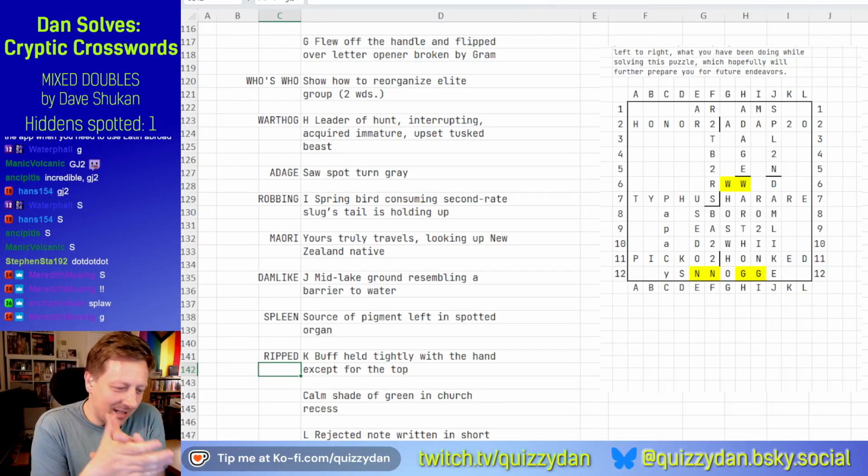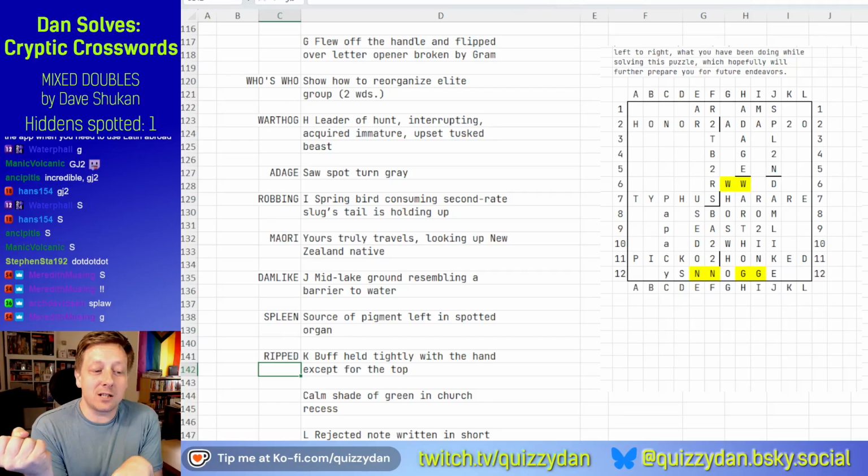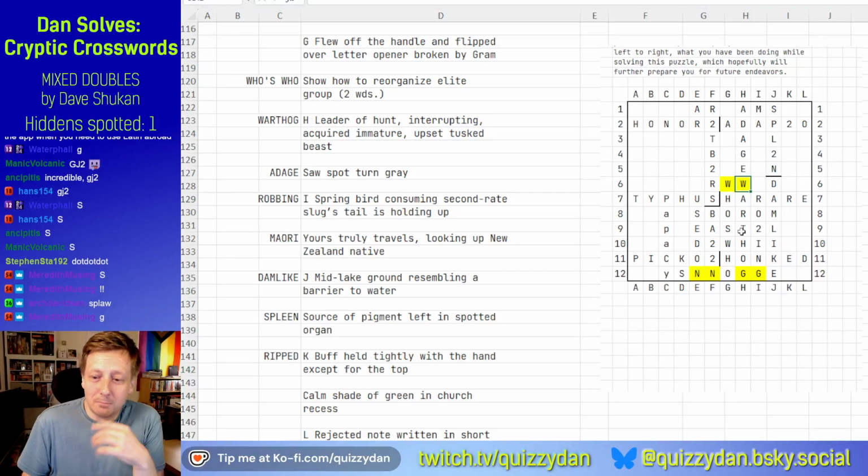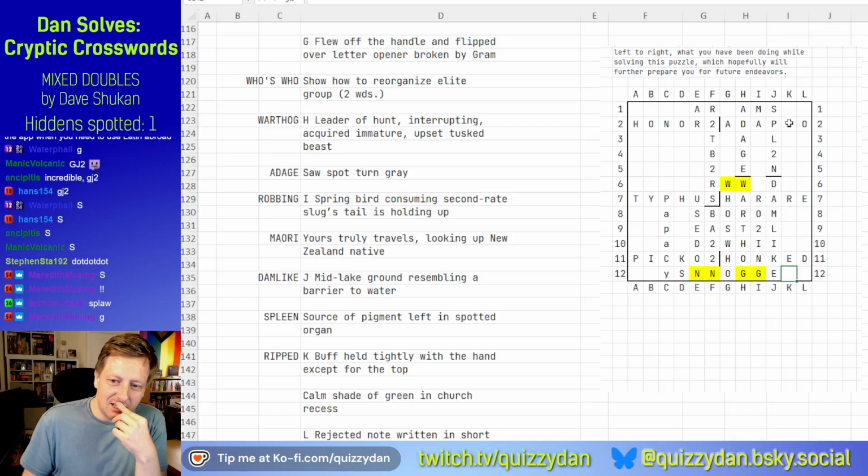Whew. Is it me or is it hot in here? It's gripped, held tightly with the hand except for the top. Gripped minus the first letter. It is just ripped. And if you're buff, you're ripped. But P-P-E-D, that can't go there. And it can't go here. So what's going on?